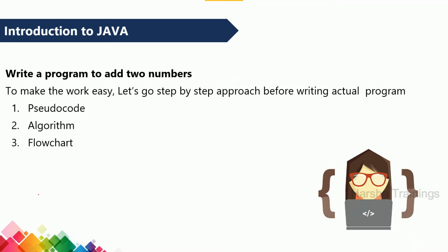Then what is pseudocode? There is a difference between algorithm and pseudocode. An algorithm is generally written without any technical terms, that means purely in a theoretical manner. Coming to pseudocode, it follows some of the coding, that is some of the syntax of the programming language. And flowchart simply means the pictorial representation.